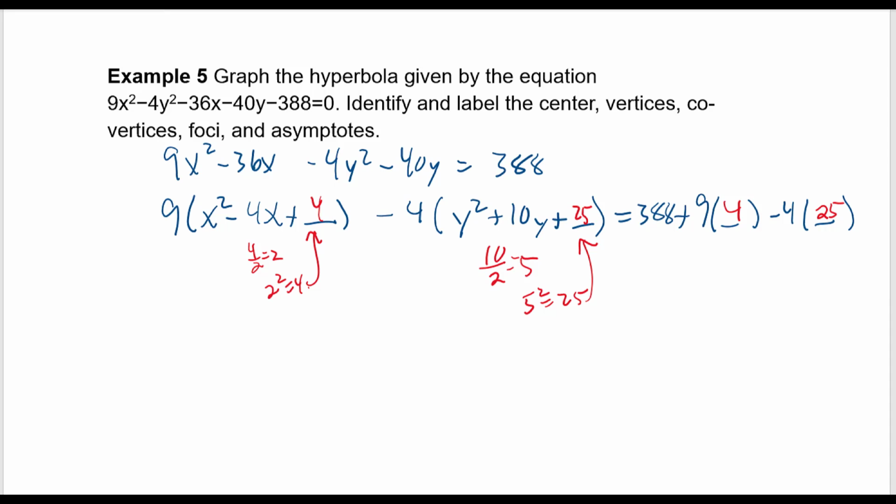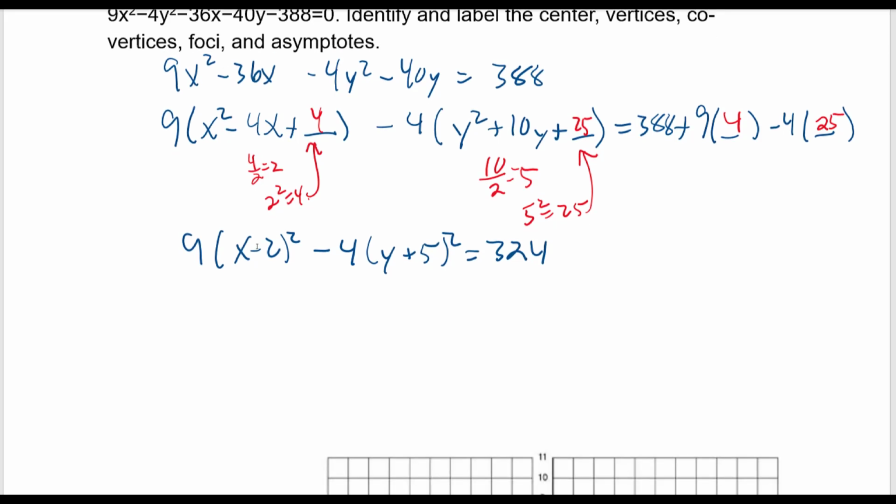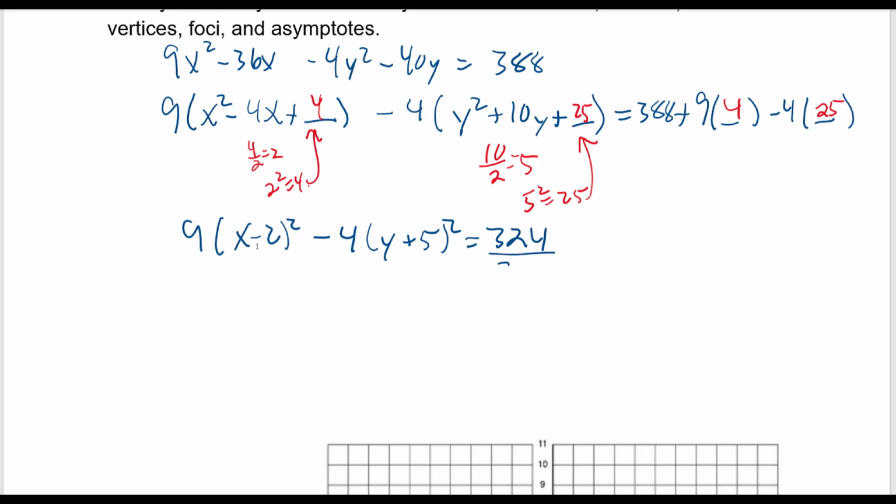Okay, so we have 9 times x minus 2 squared, so we completed the square, minus 4 times y plus 5 squared equals, so we have 388 plus 36 minus 100. I get 324. That's a nice number. Now I'm going to divide everything by 324 because it needs to equal 1.